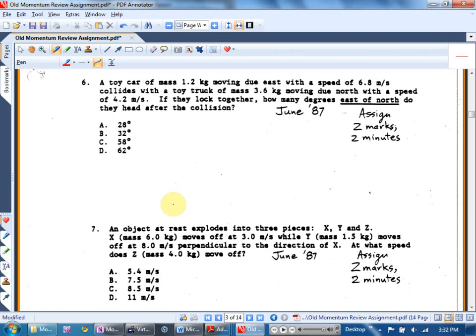Here's another collision at an angle, number six. A toy car moving east collides and they lock together, so afterwards it'd be a momentum of both, final. Divide by the mass of both to find the velocity. This one, due north, due east, you probably don't need sine law or cosine law. You'll probably end up with a lovely SOHCAHTOA triangle, and then you'll have to find how many degrees east of north. All they want is the actual angle.